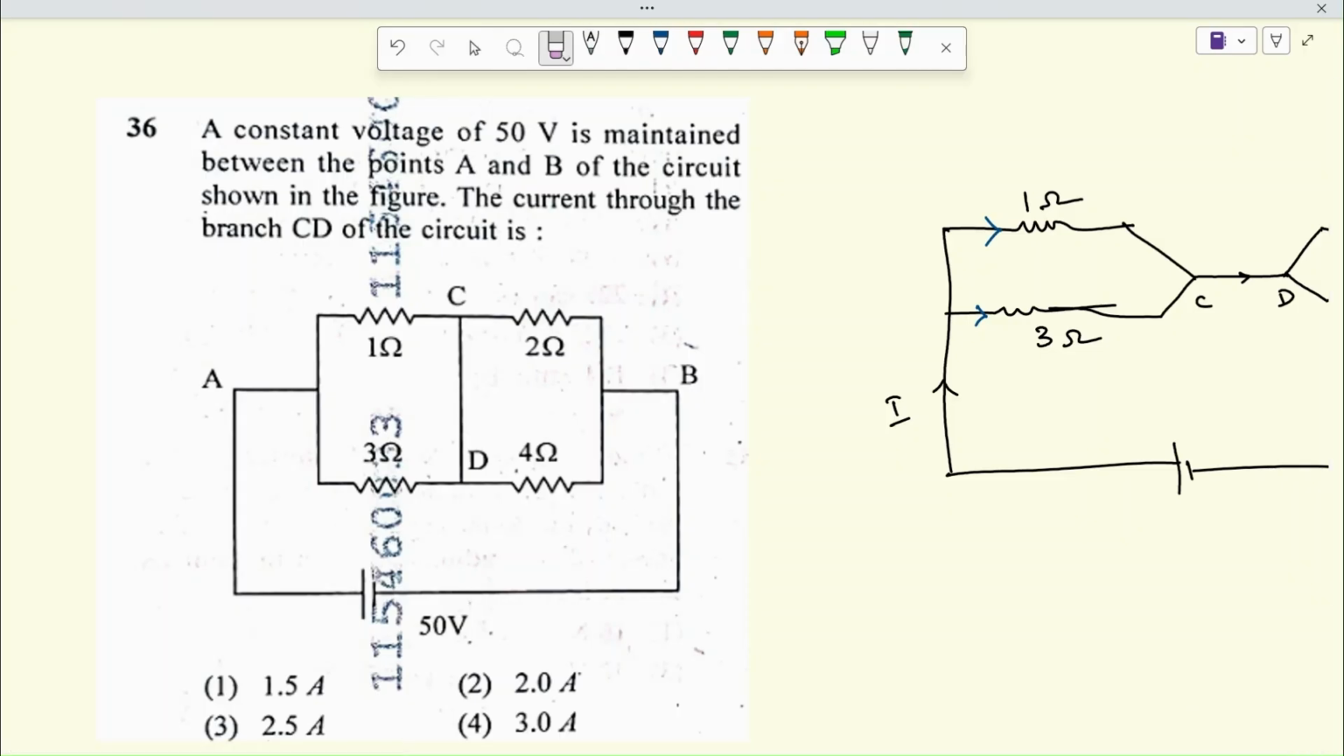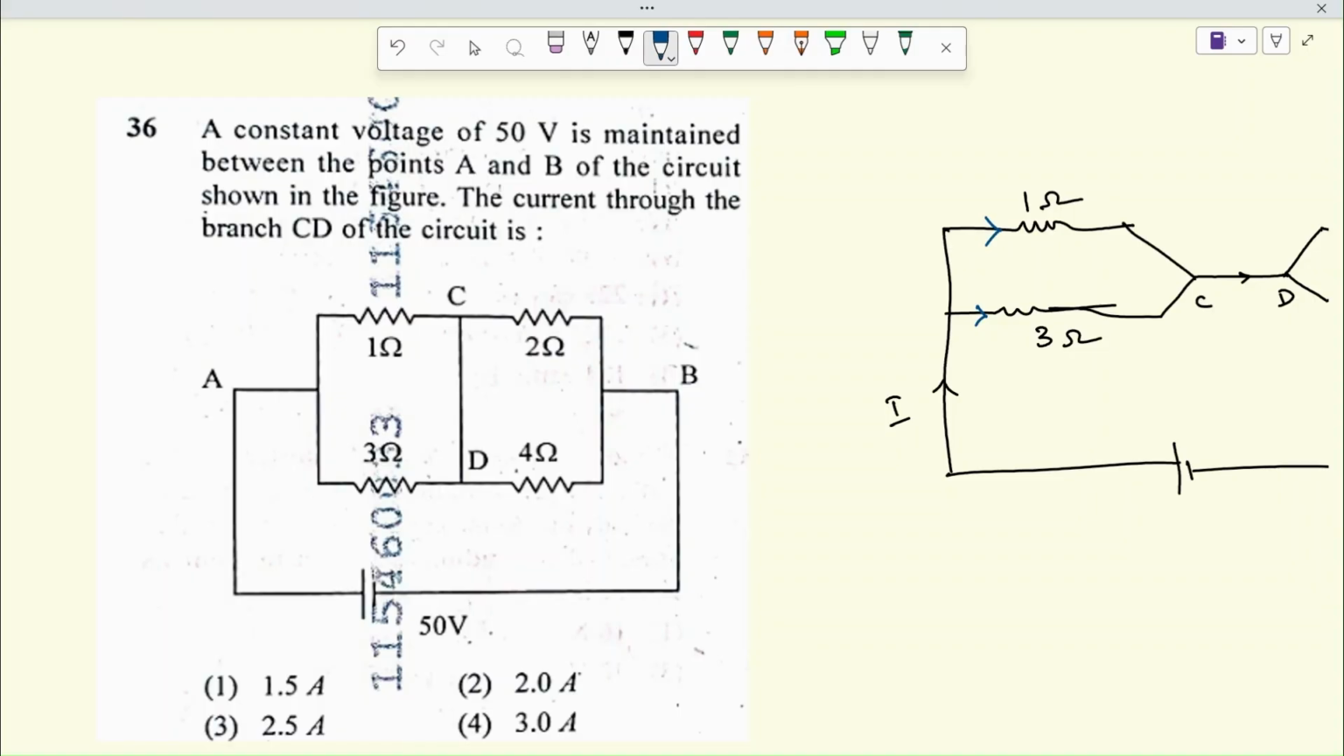36. Constant voltage of 50 volt is maintained between the points A and B. Find the current through the branch CD. You can see here C and D are directly connected, so short circuited. So what can I say? This 1 and 3 are in parallel. Again 2 and 4 are in parallel.